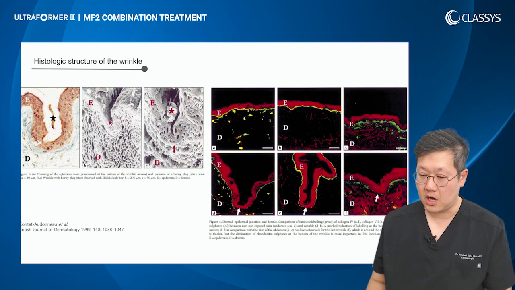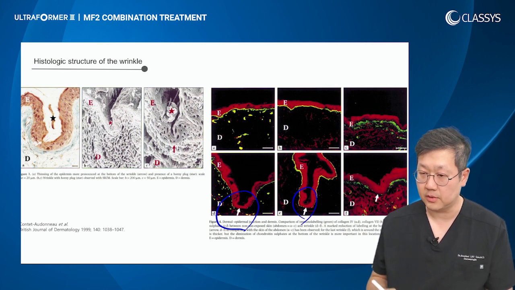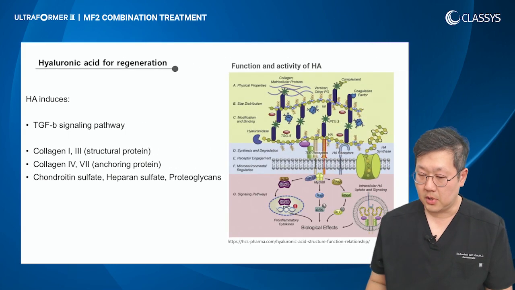Once again, we have a different kind of structure down to the wrinkles. We have a thin epidermis, and especially at the bottom of the wrinkles, we have decreased chondroitin sulfate as a kind of volume supplement in the matrix. But hyaluronic acid is well known as a regenerative drug. Usually it induces TGF beta signaling pathways.